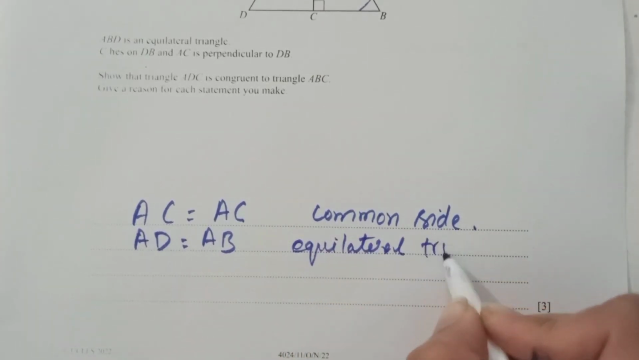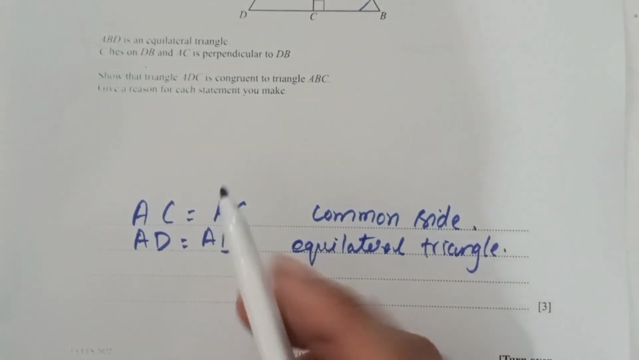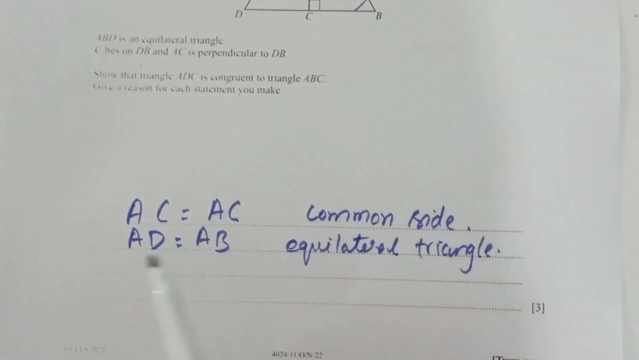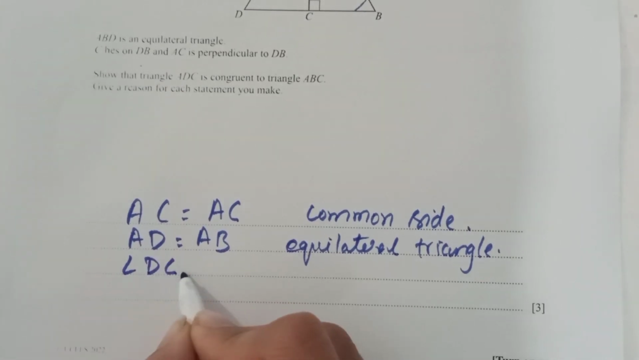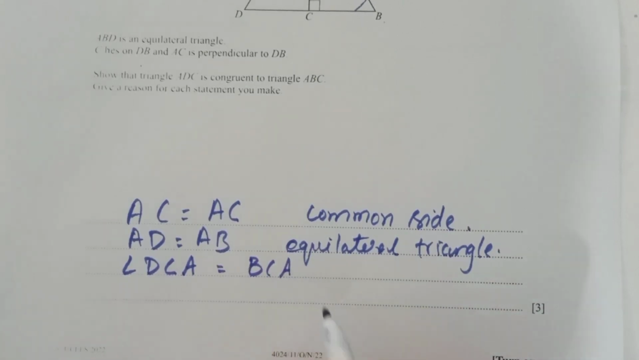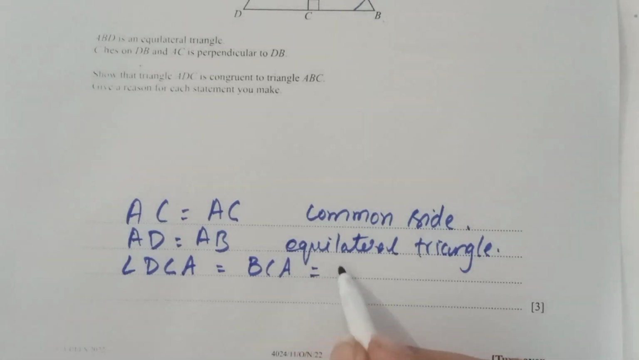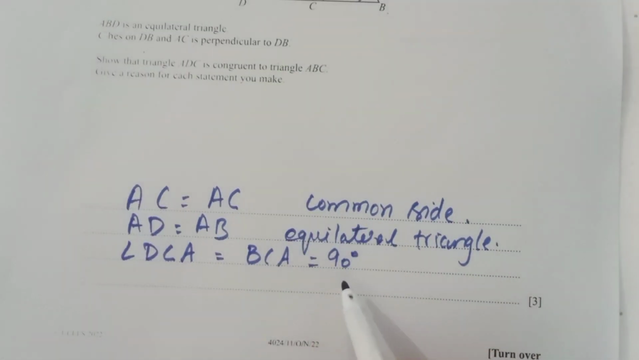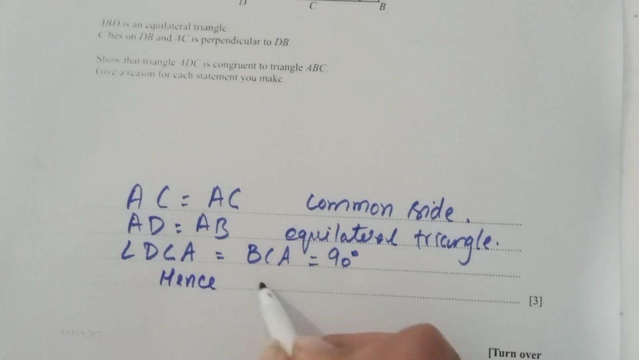Equilateral triangle. Now angle DCA and angle BCA are both equal, and each is equal to 90 degrees because we know that it is a perpendicular. We have to prove three statements required for a triangle to be congruent to another triangle, and here one angle and two sides are equal. It means the triangle is congruent to the second triangle. Hence proved.